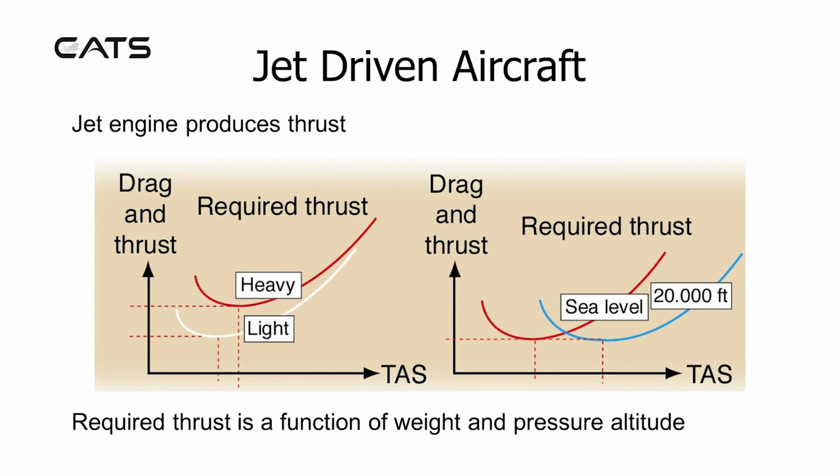Jet-driven aircraft. A jet engine produces thrust. Thrust required is necessary to overcome drag. For a heavier aircraft, there is more required thrust, and the thrust required curve or drag curve shifts up and to the right. At altitude, the required thrust shifts to the right. Required thrust is therefore a function of weight and pressure altitude.